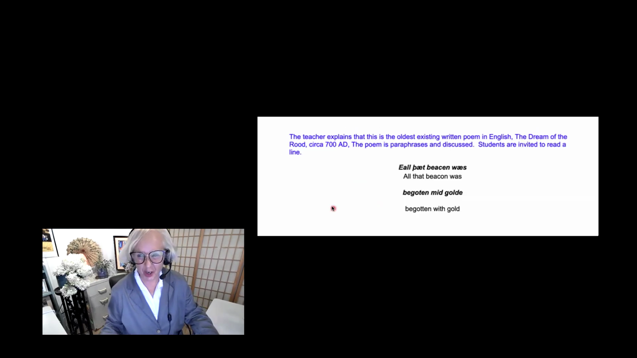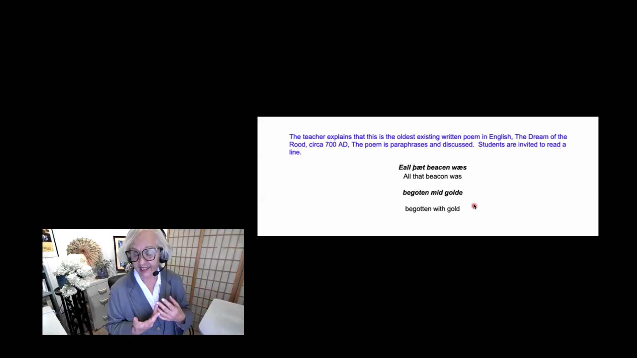Each student has a turn to speak Old English, and they repeat after me. "All that beacon was begotten mid golde." And suddenly the meaning just jumps right out, and they recognize that they're actually understanding Old English. All that beacon was begotten with gold.